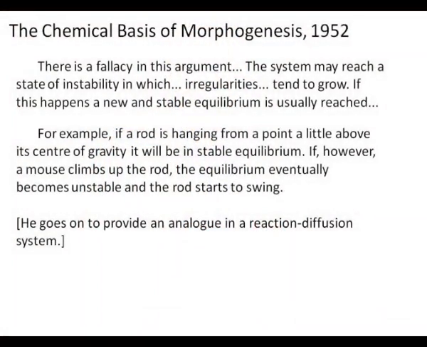And he explains this. Turing obviously had a good sense of humour. I mean, this is in a journal paper. Example, if a rod is hanging from a point a little above its centre of gravity, so you've got something like a ruler which is pivoted just above the middle, and it swings, it will hang vertically downwards in stable equilibrium. Now, when it does this, it's essentially symmetric from left to right, for example. It's hanging in the middle.